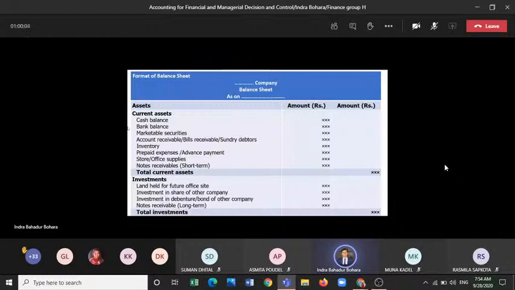Some of you studied the BBA, and at that time some of your teachers had taught starting from the PPE, fixed assets, starting from fixed assets.